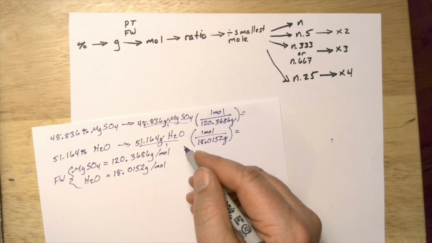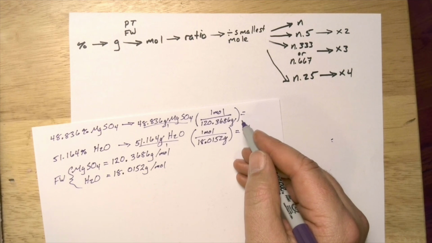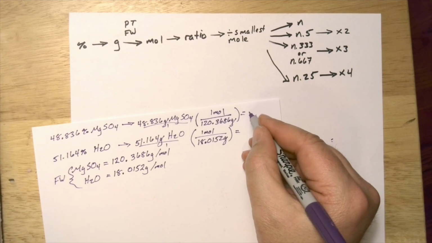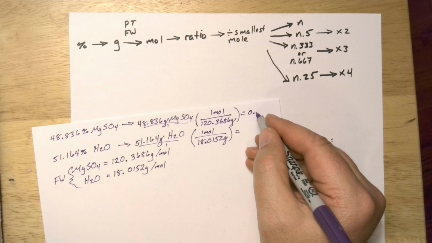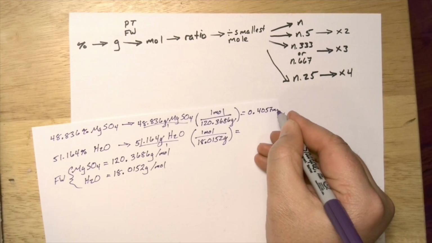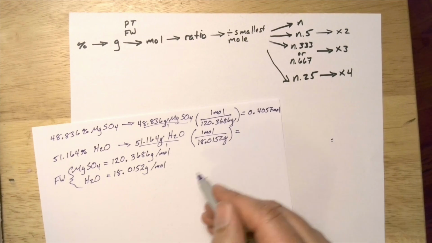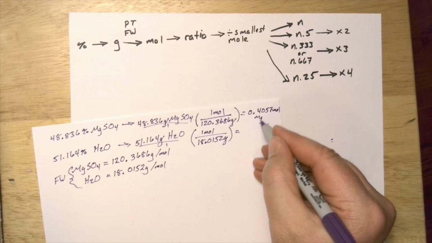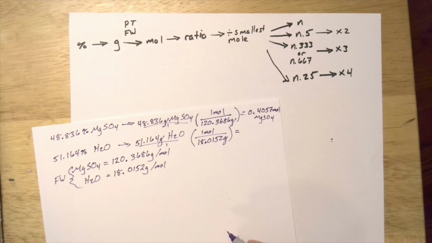And when you divide these out, you end up getting 0.4057 moles of magnesium sulfate. I don't have enough room to put it down, so I can put it down here. Moles of magnesium sulfate. And for water, I have, let's see here, 2.84 moles of water.